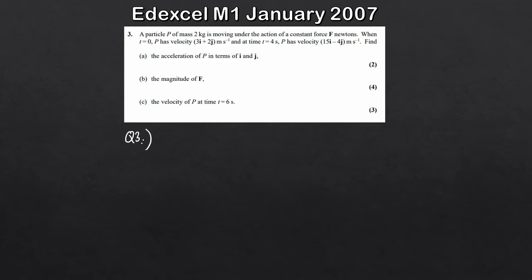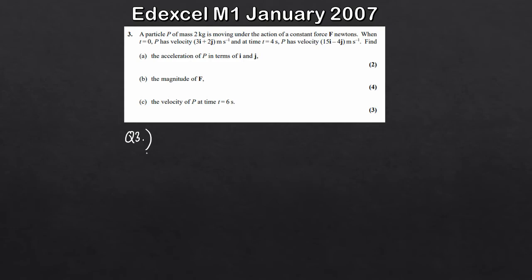Question 3. So we've got a particle P of mass 2 kilograms. It's moving under the action of a constant force F newtons. So when t equals 0, the velocity is 3i plus 2j. So again, we've got an initial velocity. We're told that when the time is 4 seconds, it's got this given velocity here. So the first part wants us to work out the acceleration of P in terms of i and j.